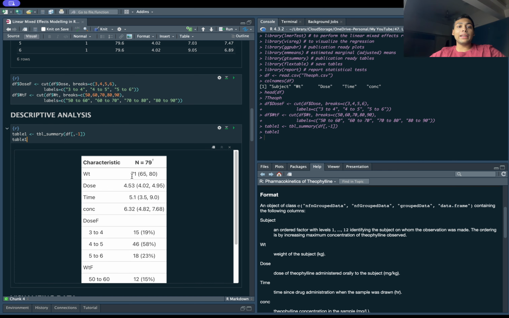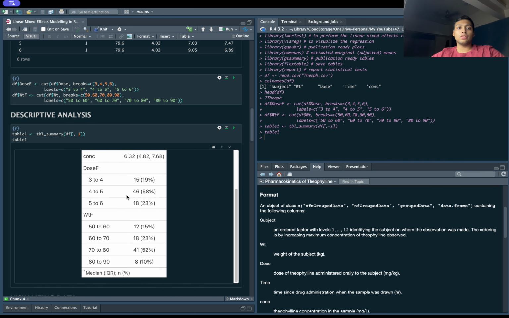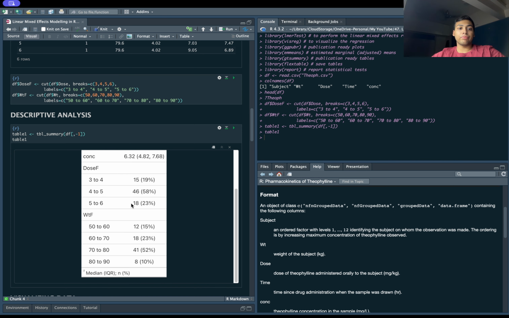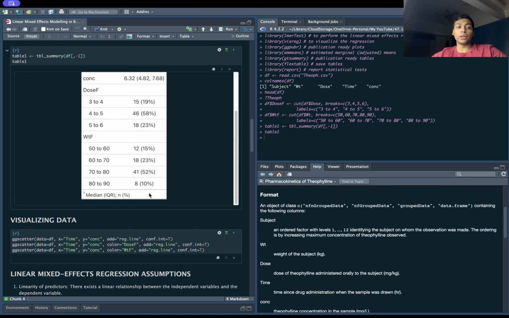So we can see the median weight of the patient is 71 kilograms. The median dose of theophylline that was given was 4.5 milligram per kilogram. And the median concentration was 6.3 over the time the concentration was measured, and these are our categories. So we can see many of the patients were given between 4 to 5 mg per kg, and most of the participants were between 70 to 80 kilograms body weight.